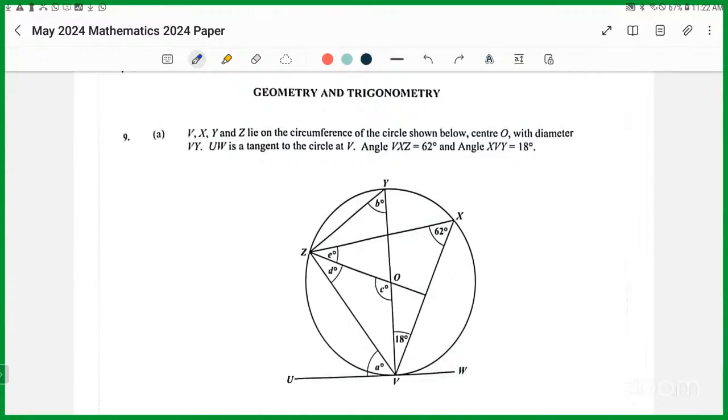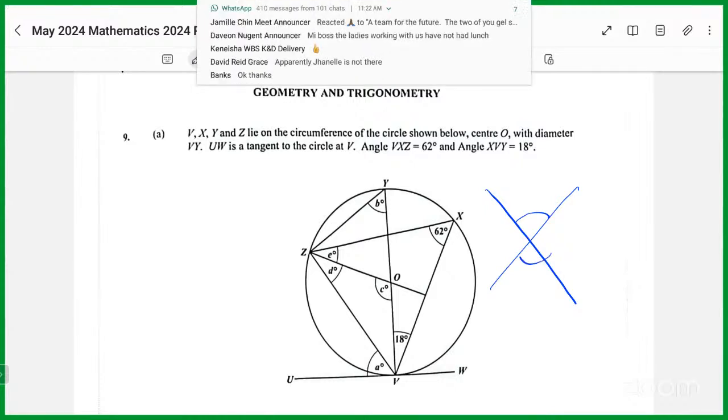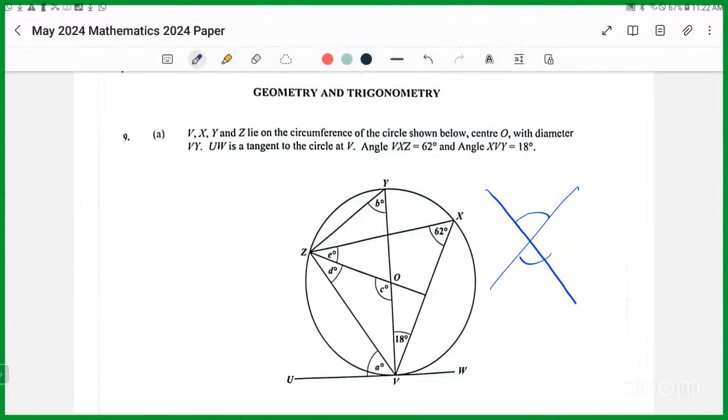Angles that are vertically opposite, like angles across from an X, sorry, like these two angles, will always be equal. They are called vertically opposite angles.